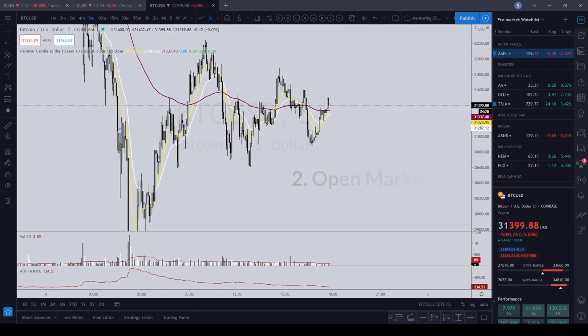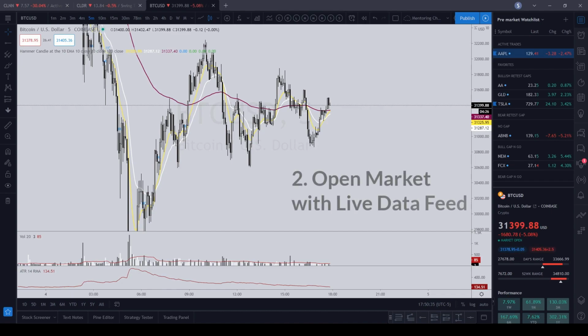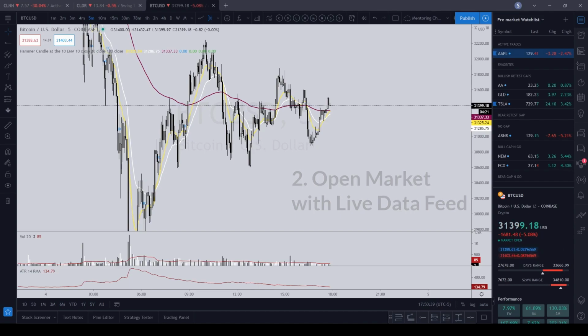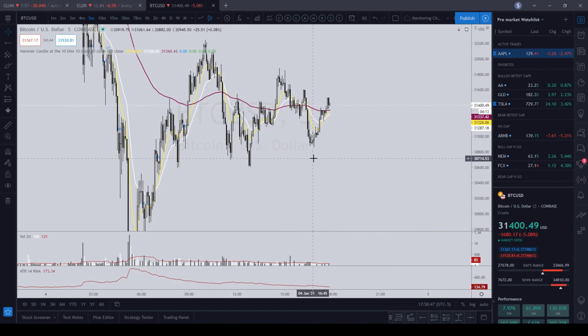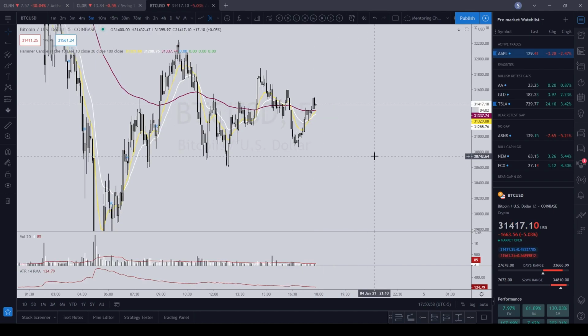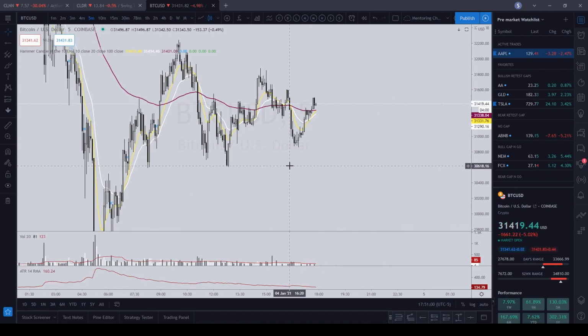The second thing, you have to have an open market, and your data has to be live. It can't be delayed. So right now, the US markets are currently closed, so I only have access to the cryptocurrency markets that are open. So I'll be demonstrating everything on the cryptocurrency market, but this will work with stocks, futures, and Forex.